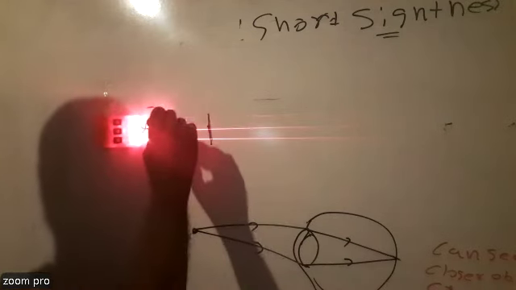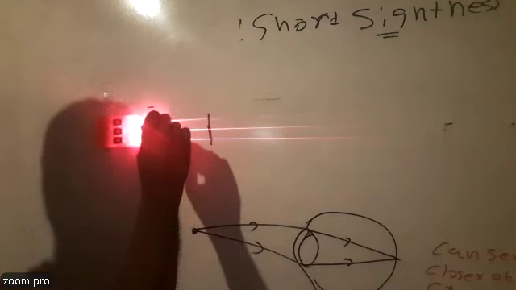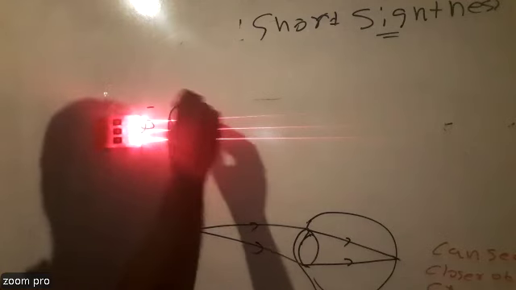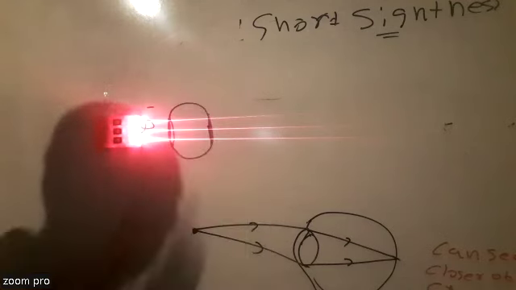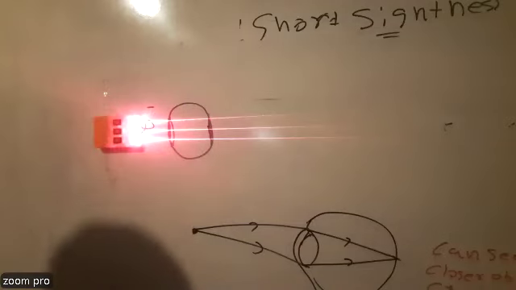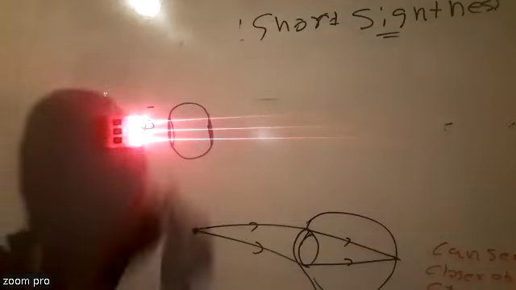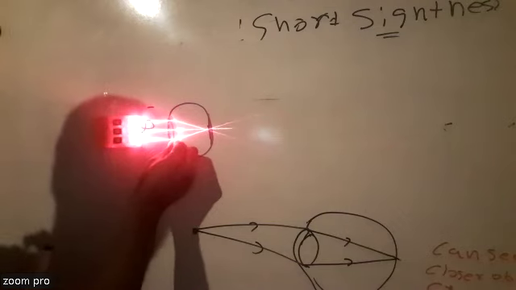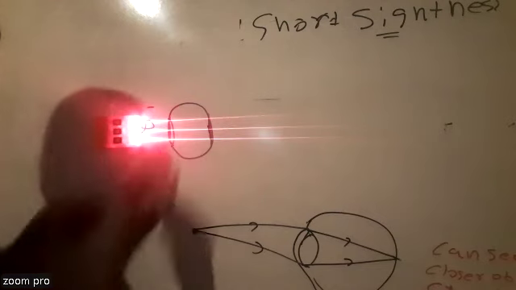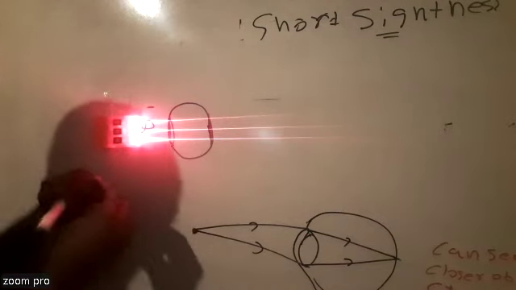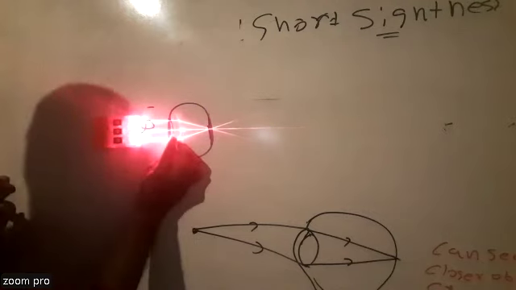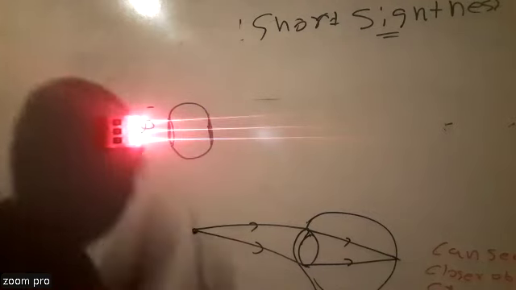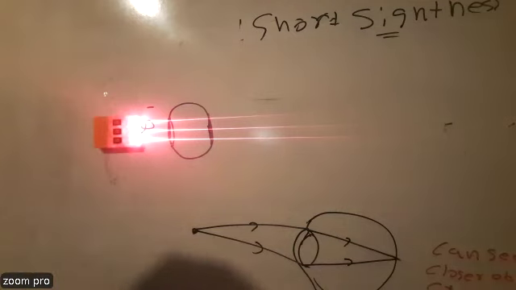Okay. If the eye has a lens like this, this is what a healthy eye may look like. On a healthy eye, the rays are going to form exactly on the retina like this. Can you understand? This is what we expect, right?